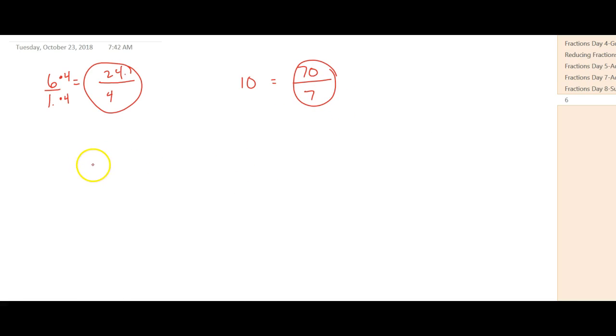All right, so this is a very important concept. Now, if I have the number 1, I could rewrite 1 many different ways. I can take any number and divide it by itself. So 7 over 7 is equivalent to 1, 8 over 8 is equivalent to 1, 9 over 9 is equivalent to 1. Any number divided by itself is 1.